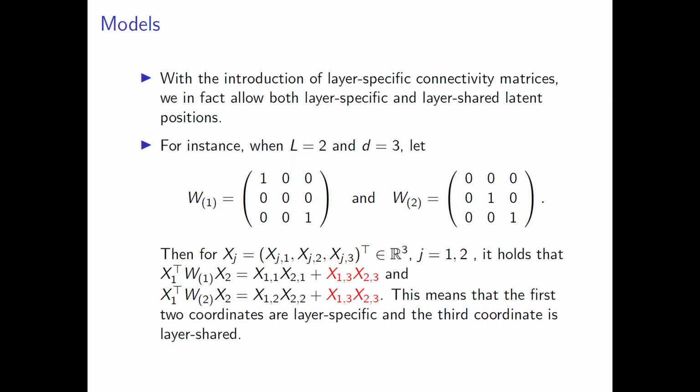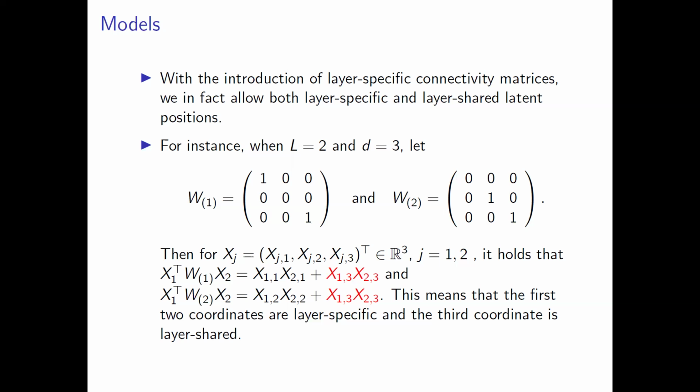The probability of the first one would be this inner product: the latent position for node 1 and the latent position for node 2, with the weight matrix for layer 1 in between. For the second probability that I wrote down here, that would be the same, but replacing the first weight matrix with the second weight matrix. But if I expand this, it looks like this.